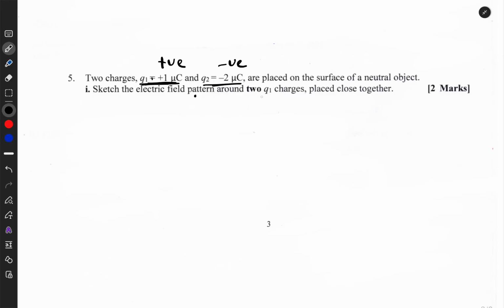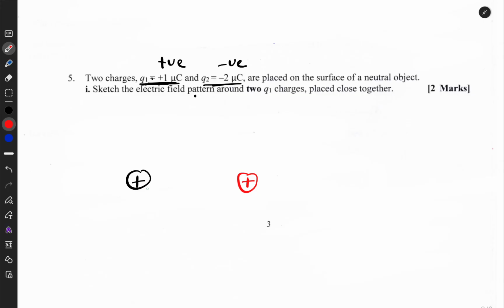Sketch electric field line patterns around 2 Q1 charges. Also, we have 2 Q1 charges, and they are equal. Q1 is positive, so they are both positive. You should just see that this one is a positive, so they should be exactly the same, everything the same. So now we are starting. How do you do this? It's very easy. When you do it for 2 charges that are equal, just do this.